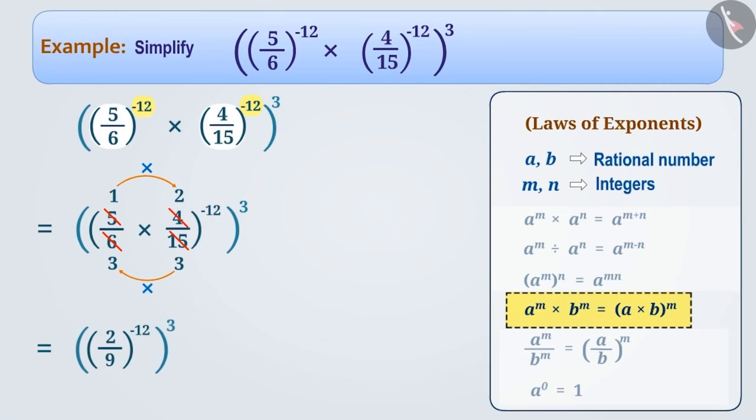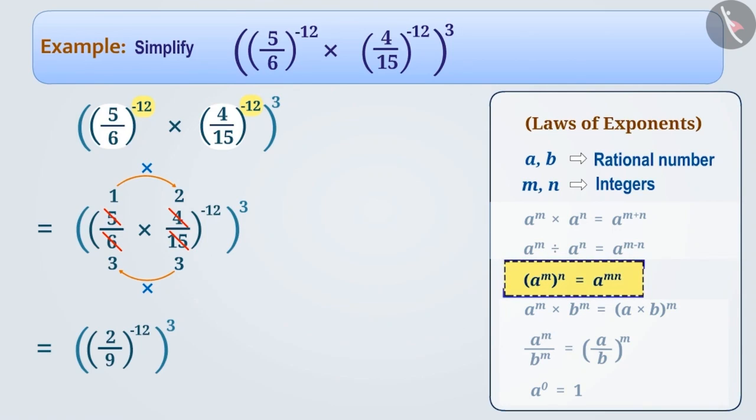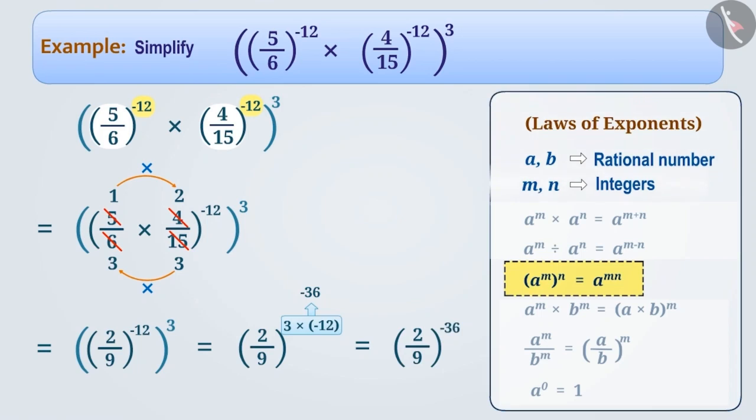Can you tell to solve this what all rules need to be used by us? Give it a thought. Okay, I will tell you. Here, the rule (a^m)^n is equal to a^(mn) will be used. By using this, ((2/9)^-12)^3 can be written as (2/9)^(3 into -12). 3 into -12 is equal to -36, then the solution of the given question is (2/9)^-36. By using the rules correctly like this, you can solve difficult questions in minutes.